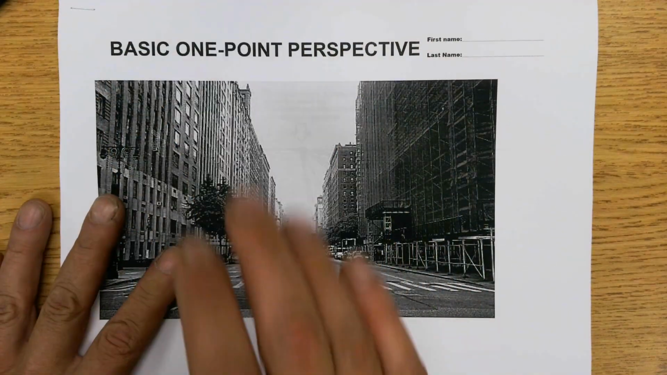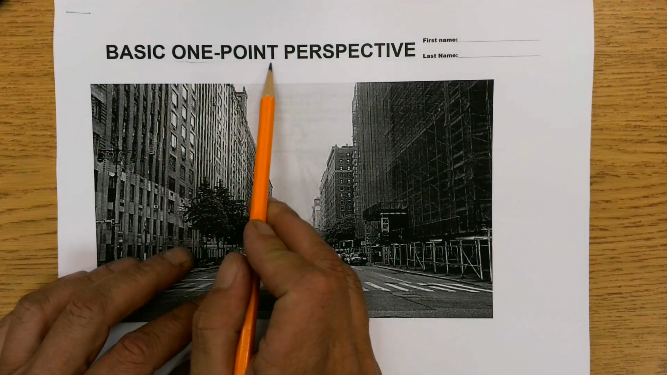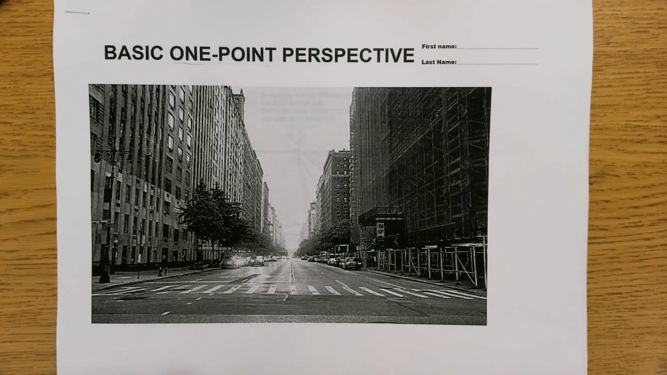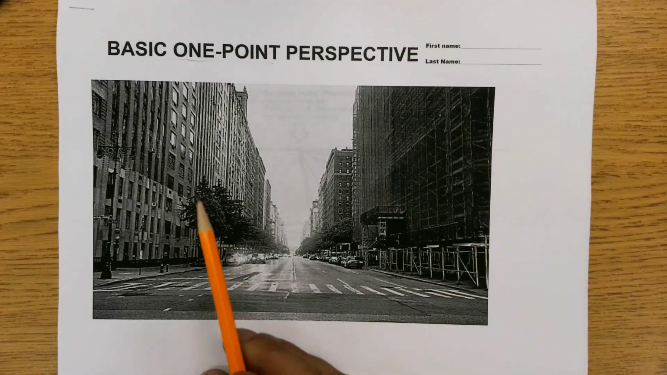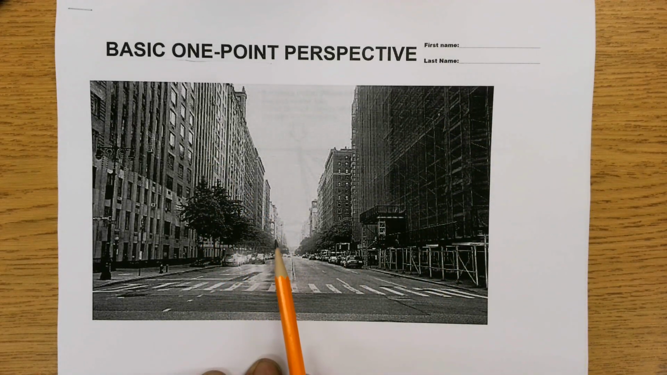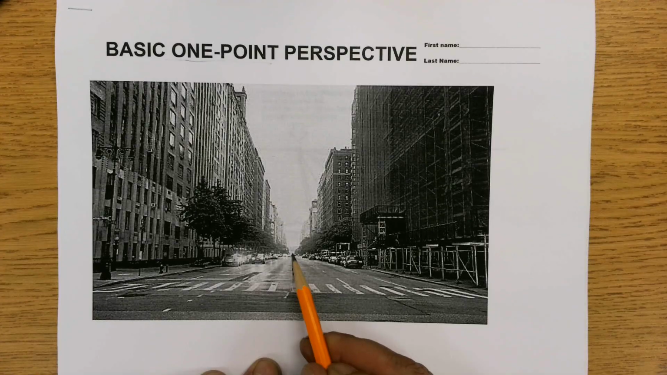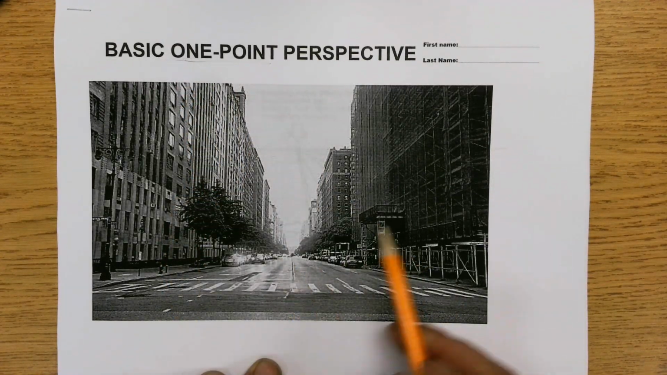Okay, and in this lesson, we are going to be learning about 1-point perspective. What's 1-point perspective? Well, if you look at this picture, you will see that almost all these lines, even the tops of the trees and the sidewalks and the lines on the road, they all seem to go to 1 point.